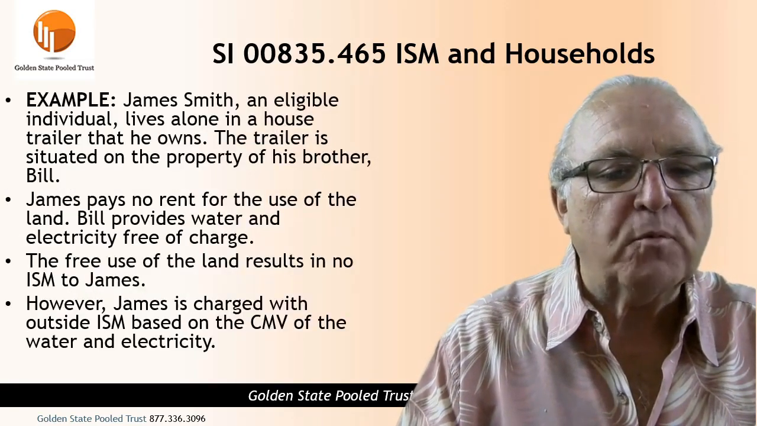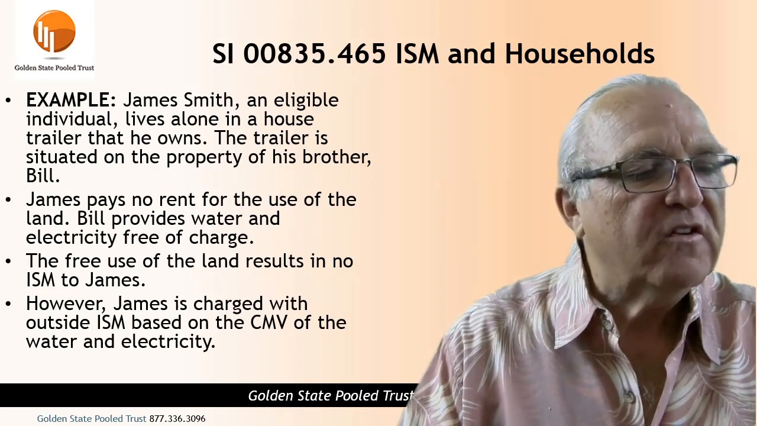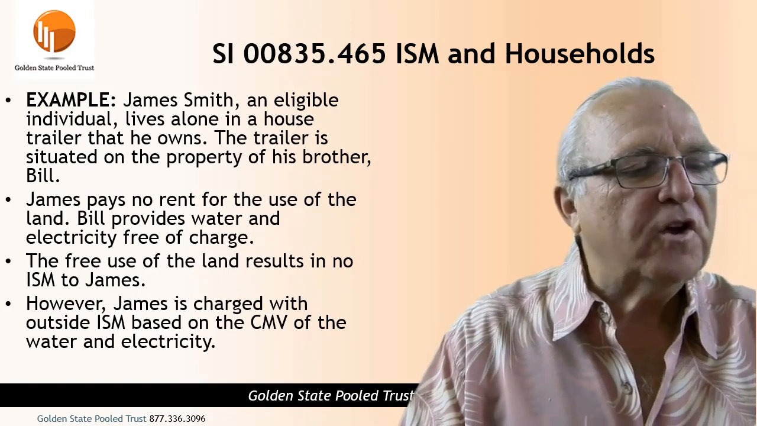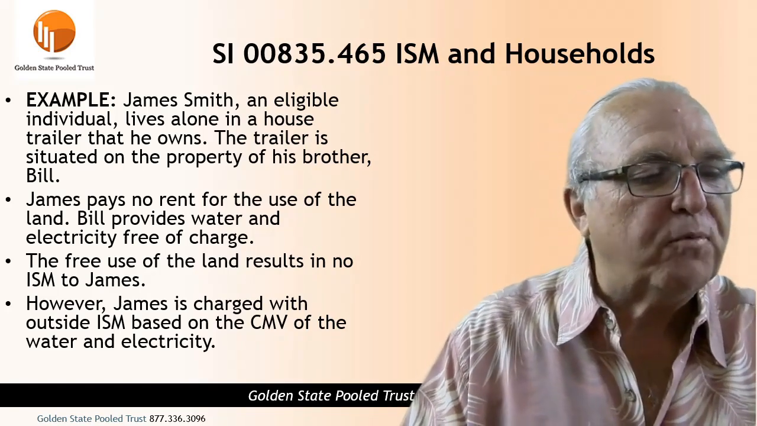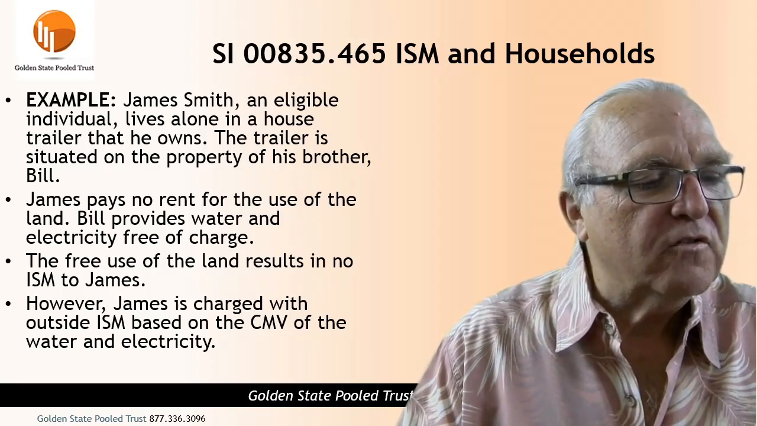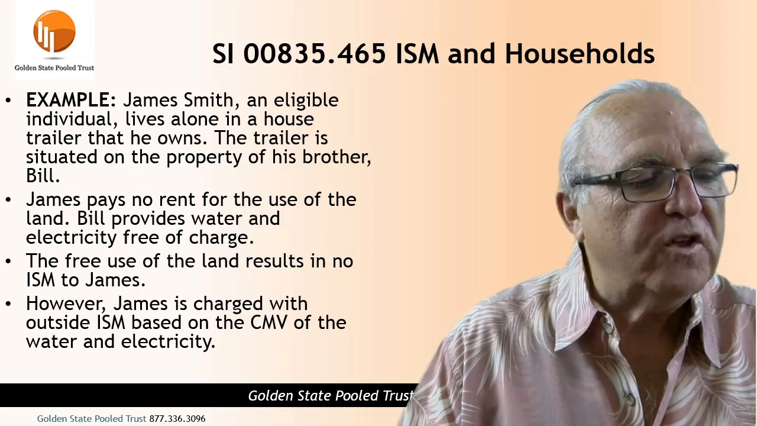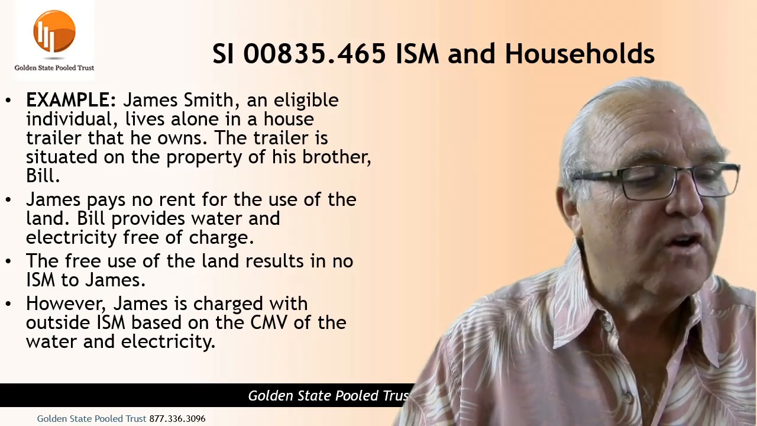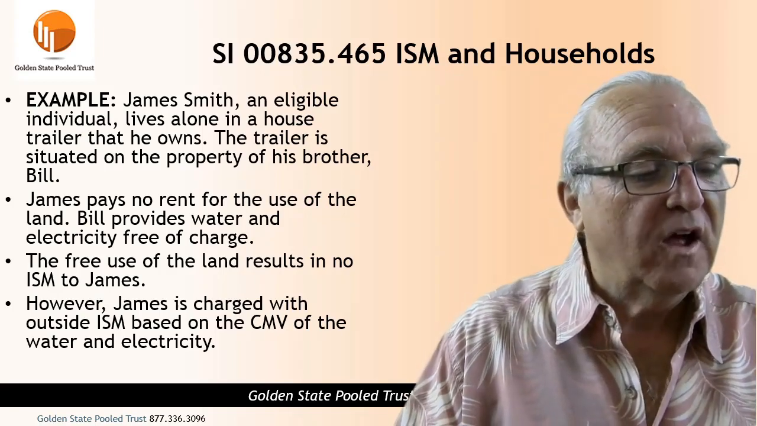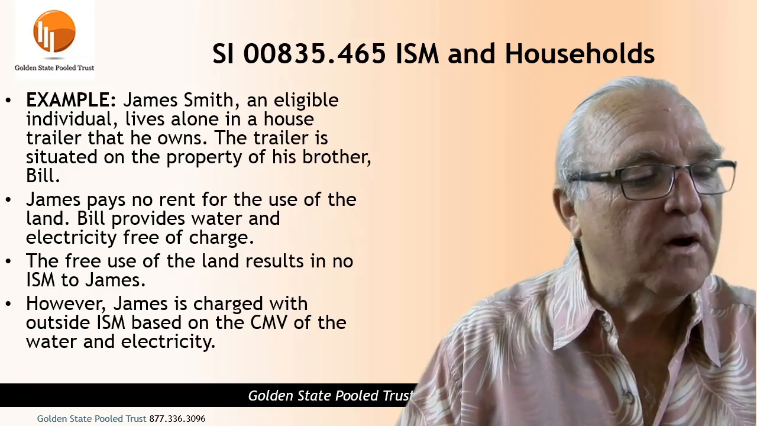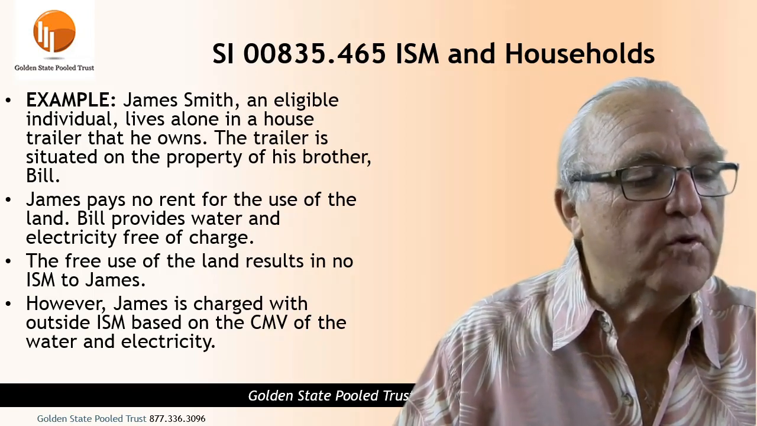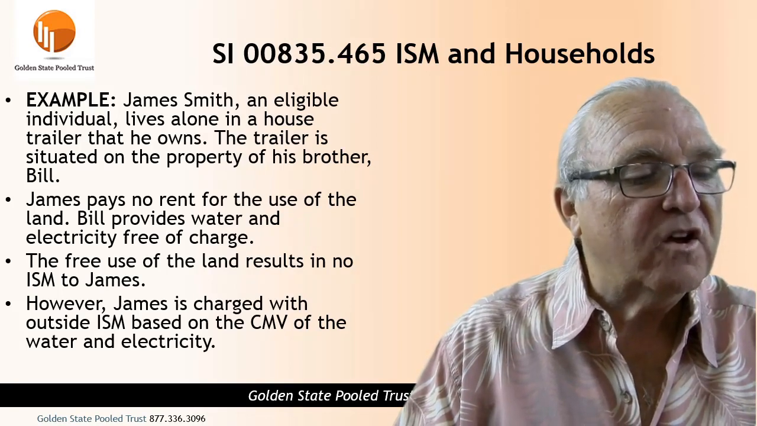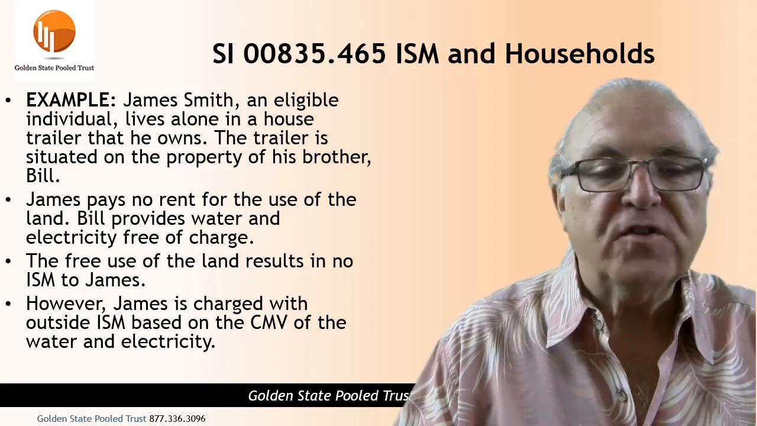So here they give us an example, which is really useful. Let's say James Smith, an eligible individual, meaning he's getting SSI, lives alone in a house trailer that he owns. The trailer is situated on property that his brother Bill owns. James pays no rent for the use of the land, which we've seen is okay. But Bill also provides water and electricity free of charge to the trailer. Free use of the land results in no ISM, but the value of the water and electricity is going to be counted as ISM and cause a reduction of the SSI.